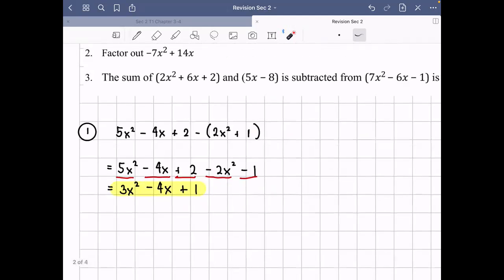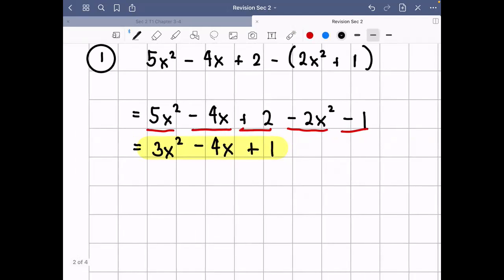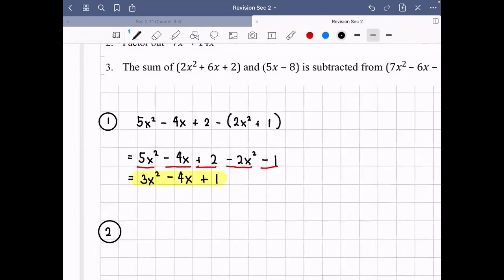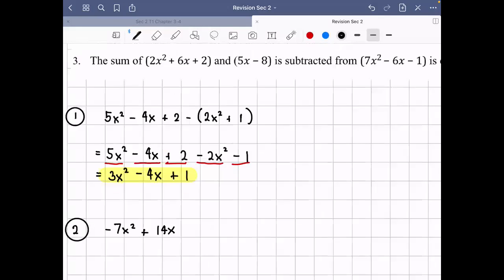Okay, let's proceed with number 2. So what's your answer for number 2? Anyone? What did you put? 7x, and then bracket negative x plus 2, and then a bracket. Yeah, okay, correct. That's it.